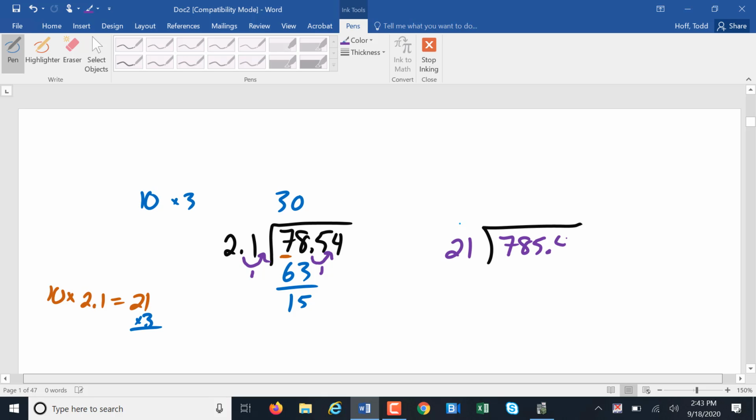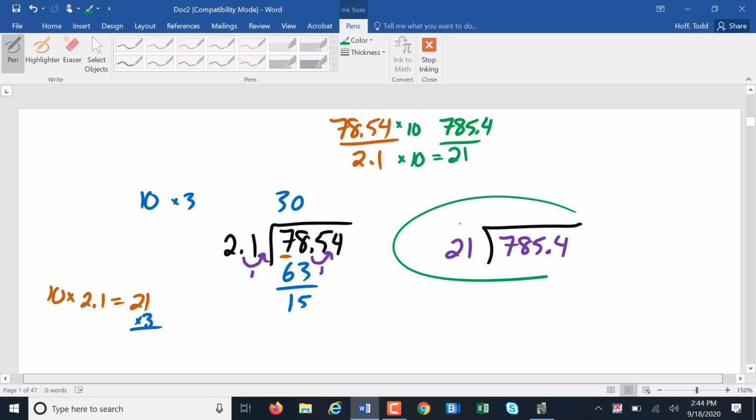That becomes 785.4. The reason we're allowed to do that is fractions and division problems are kind of interchangeable. We can think of this as 78.54 over 2.1 as a fraction. And now to get rid of that decimal down there, I would multiply by 10. 2.1 times 10 is 21. But if I multiply the denominator of a fraction, I have to multiply the numerator by the same thing. So 78.54 times 10 is 785.4, which is exactly what I have right here, 785.4 divided by 21.